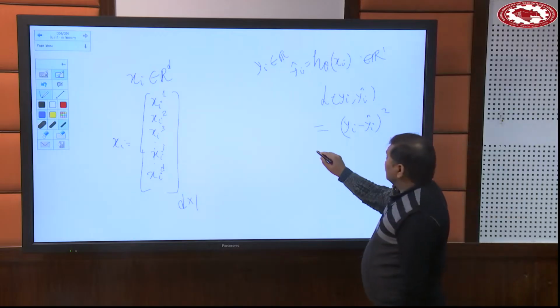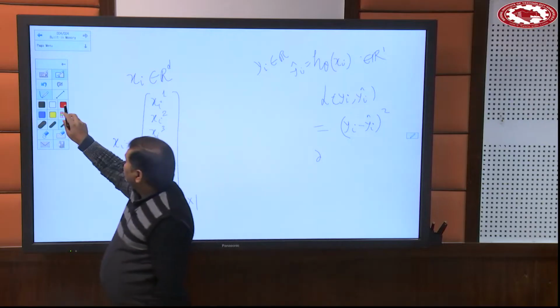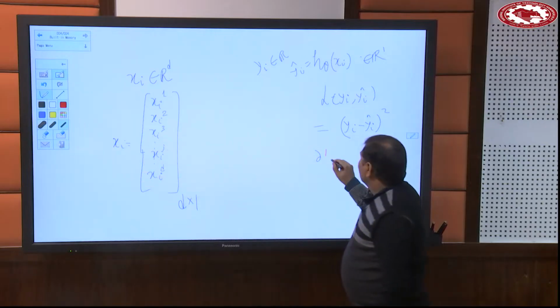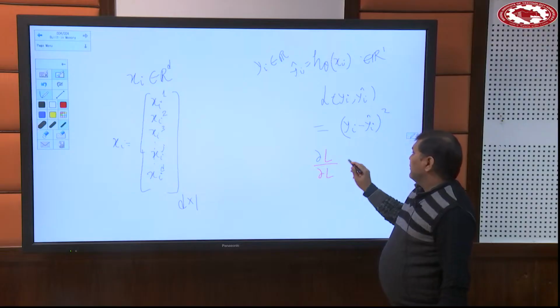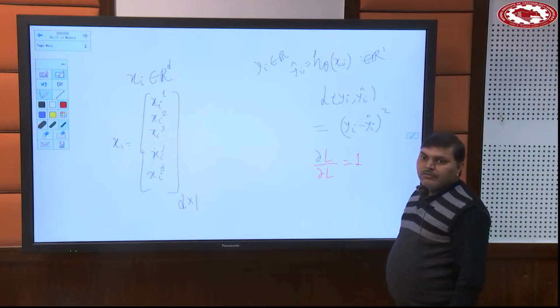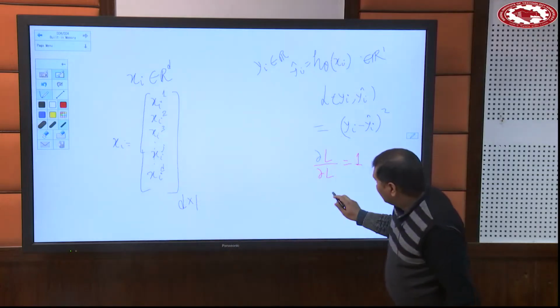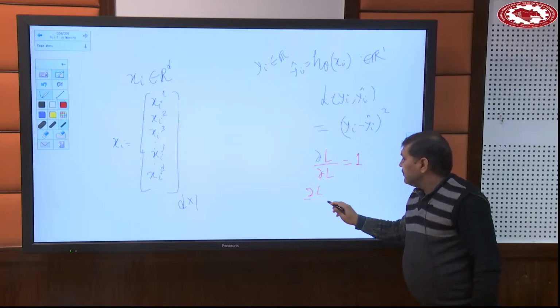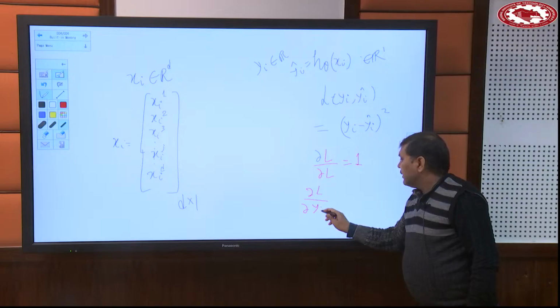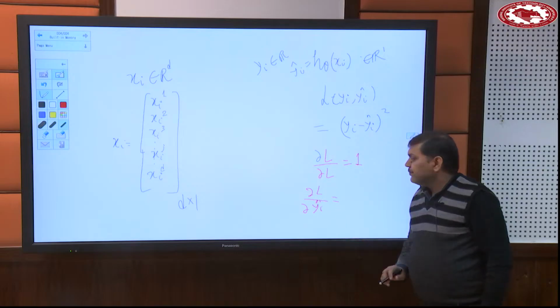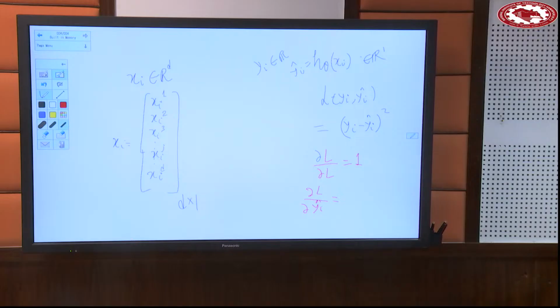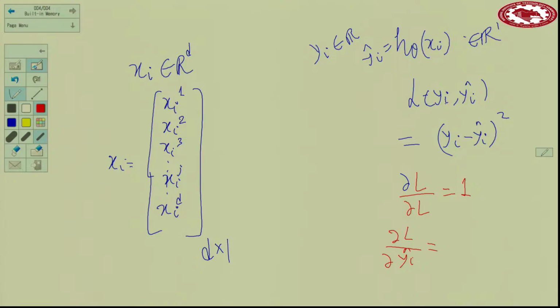So, what is the gradient of this loss? Maybe I can change the color. Okay, red color. So, the gradient of this loss with respect to yi cap. How will you compute the gradient of this? You know the function, it is yi minus yi cap squared. So, how will you get it? You will see.